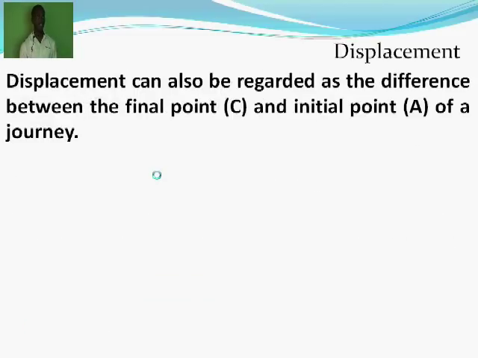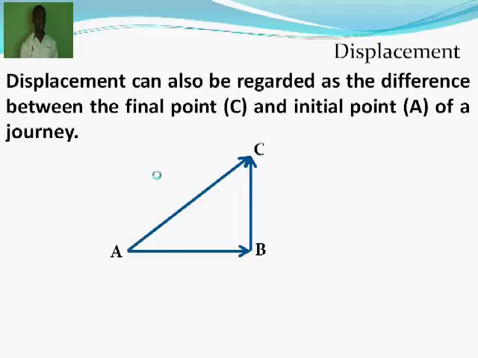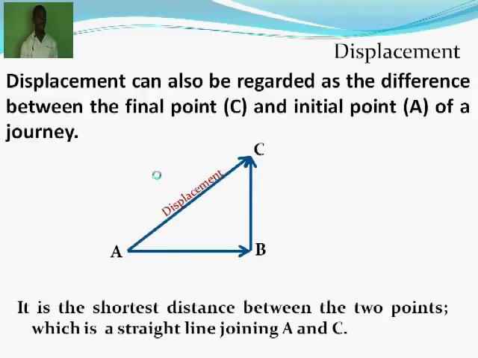Now, displacement can also be regarded as the difference between the final point C and the initial point A of a journey. Now, we want to consider a journey. The body moves from A to B, B to C. Now you have AC. The displacement is actually AC, which is the difference between the final point C and the starting point A. There is also a shortest distance between the two points, which is a straight line joining A and C.